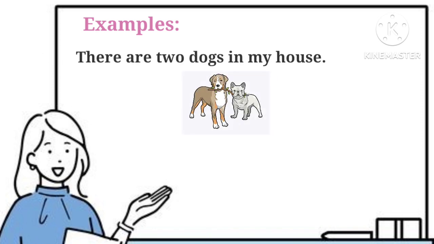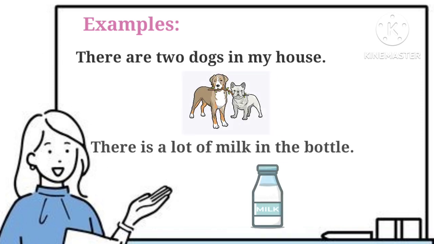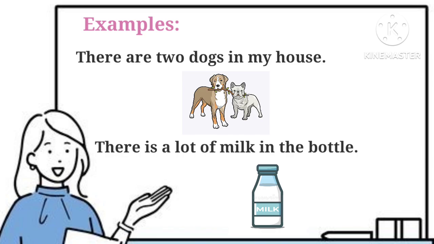The verb to be is one of the most chameleonic verbs in English. Sometimes its meaning depends on the context. Example: There are 2 dogs in my house. There is a lot of milk in the bottle.